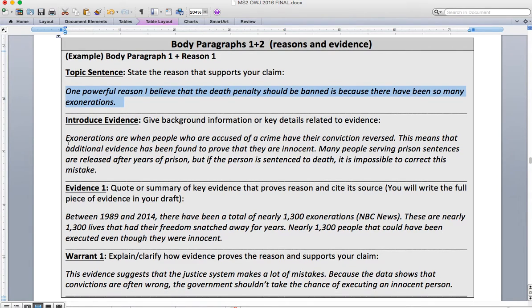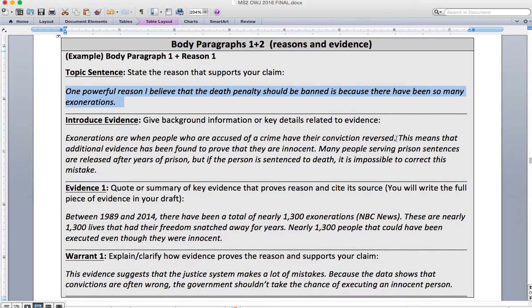Once you have your claim and your reason, then you're going to have to introduce your evidence. Make sure that in your introduction of evidence you give enough background information that will allow your reader to understand what it is that you're trying to tell them. So here's the example. Exonerations are when people who are accused of a crime have their convictions reversed. So that means that if, as a reader, you didn't know what an exoneration was, as a writer, you would have to explain that to the reader.